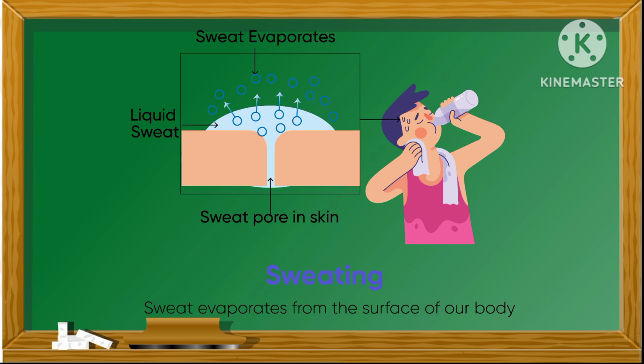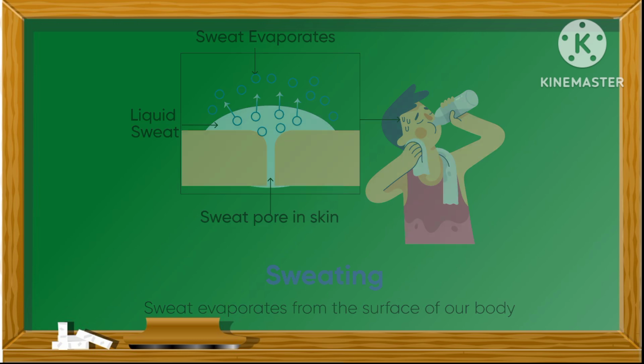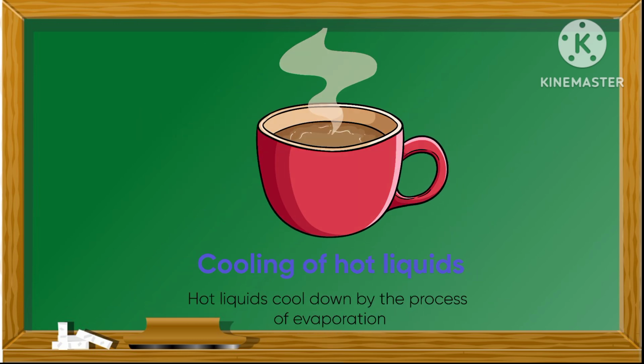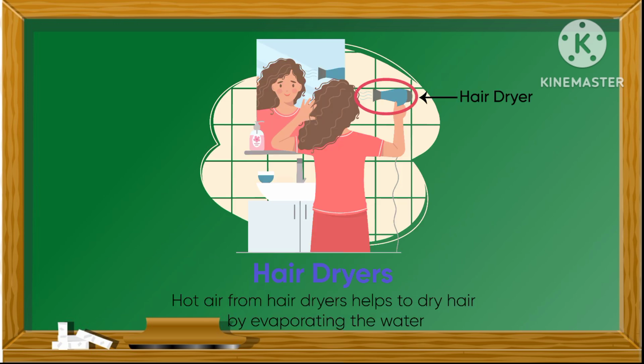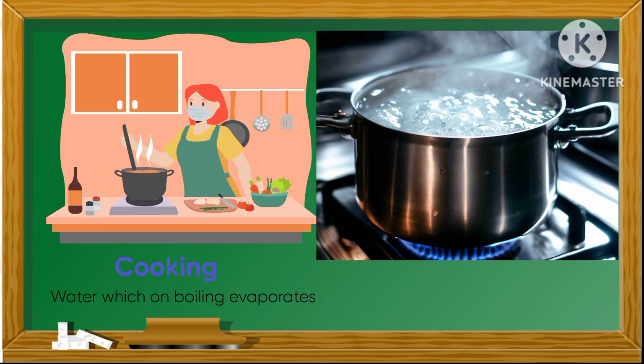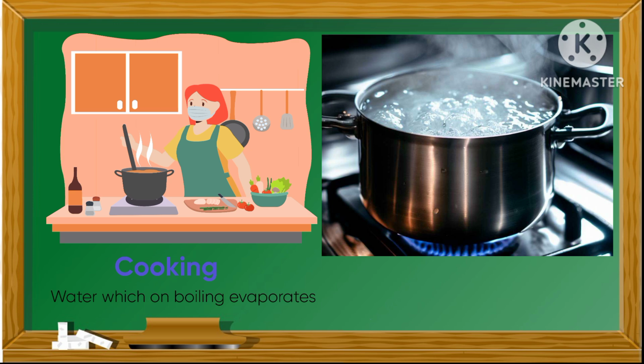Sweating. Sweat evaporates from the surface of our body. Cooling of hot liquids. Hot liquids cool down by the process of evaporation. Hair dryers. Hot air from hair dryers helps to dry hair by evaporating the water. Cooking. Water which on boiling evaporates.